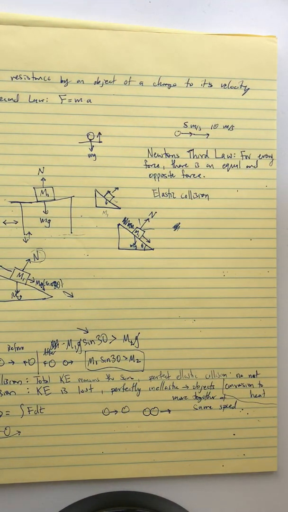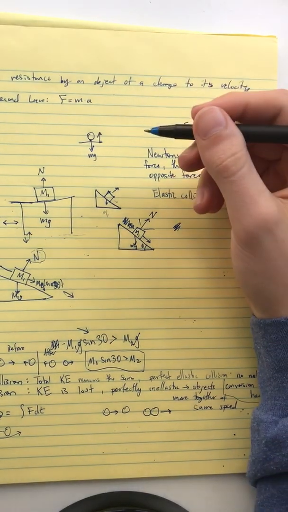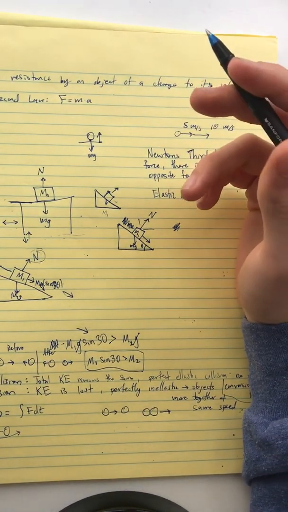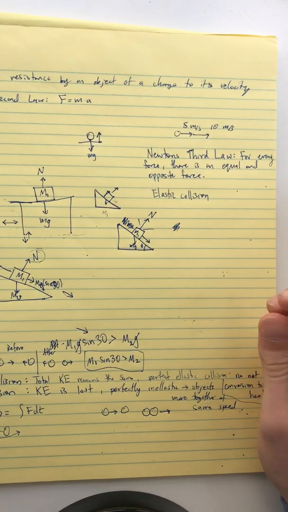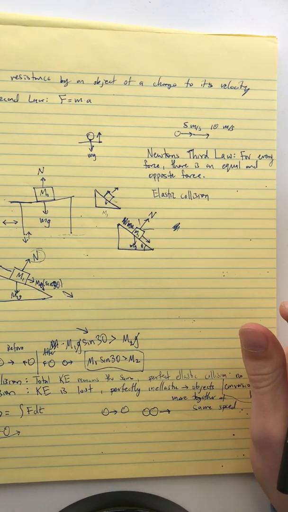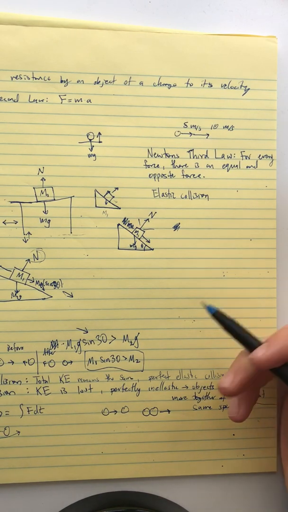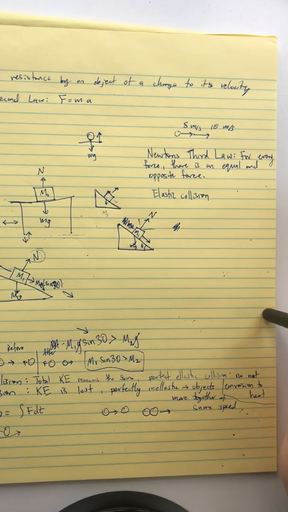So we see this in our daily lives by just standing on the ground. We exert force on the ground and the ground exerts force on us. And if the ground didn't exert force on us, of course we would be sinking.